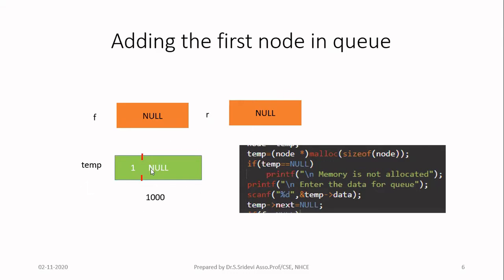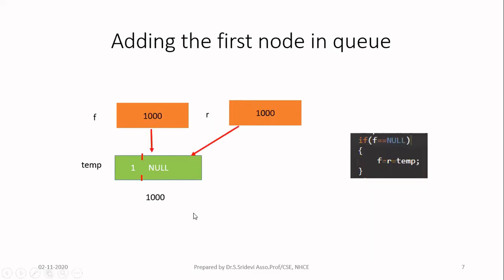But now you can see this front and rear are still having the value null. It means the queue is empty. But now it is not so. The queue has one data item. So you have to change front and rear appropriately, which we will see in the next slide.